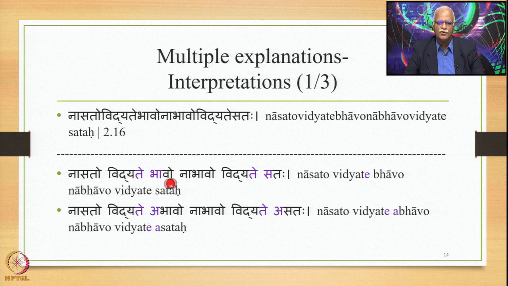Vidyate bhāvo, bhāvo is again like nāsato. Nābhāvo, this vo also is like nāsato, and so on. So now we can split this particular string as: nāsato, vidyate, bhāvo, nābhāvo, vidyate, sataḥ. But the same string can also be split into another set of constituents, namely nāsato vidyate abhāvo, nābhāvo vidyate asataḥ.